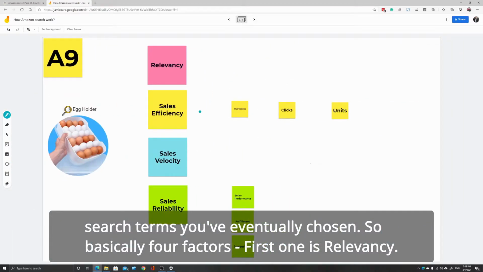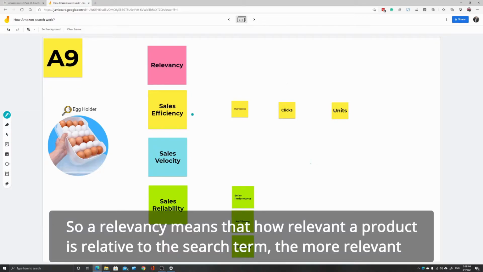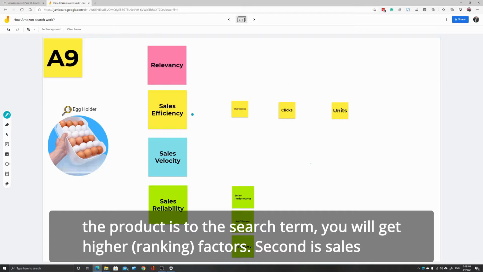First one is relevancy. Relevancy means how relevant a product is relative to the search terms. The more relevant a product is to the search term, the higher the factor you will get.